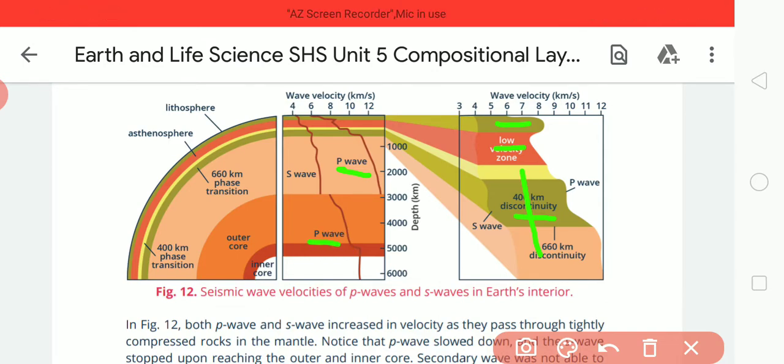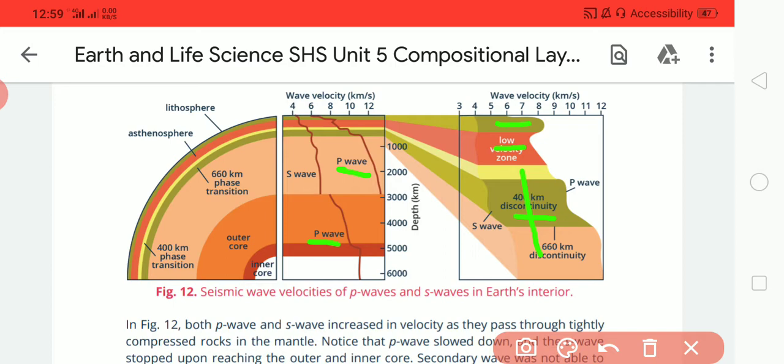However, since P waves can travel through both solid and liquid media, it is really possible for the P wave to reach the inner core. Even though the outer core is liquid, P waves can still travel.